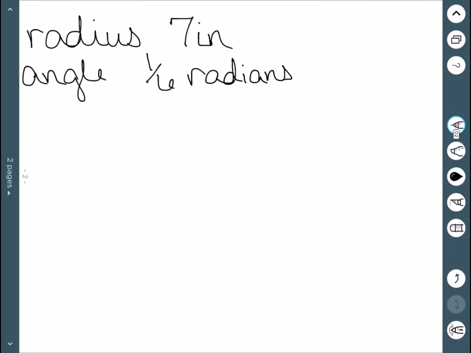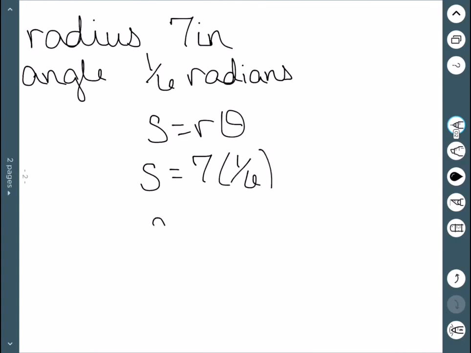Let's consider this angle of 1 over 6 radians and a circle of 7 inches, and we want to know the corresponding arc length. Well, the formula said s is equal to r theta. So we would just do 7 times 1 over 6 to get that the corresponding arc length is 7/6 of an inch.